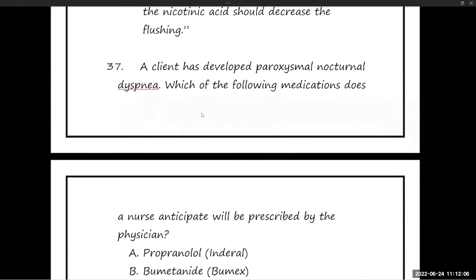Next question, a client has developed paroxysmal nocturnal dyspnea. Which of the following medication does a nurse anticipate will be prescribed by the physician? So the patient has developed paroxysmal nocturnal dyspnea. What is paroxysmal nocturnal dyspnea? It's breathing difficulty while sleeping or while in a supine position. Okay, so that is paroxysmal nocturnal dyspnea. So paroxysmal nocturnal dyspnea is expected in which condition?